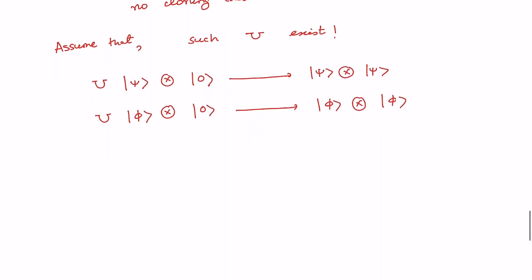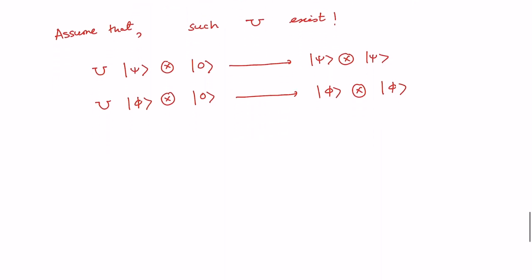Okay, now again, as I said, this |psi> and |phi> are linearly independent, so we can have a superposition state, say a|psi> + b|phi>, and this state also, if such unitary transformation exists, I can copy it to the blank state.